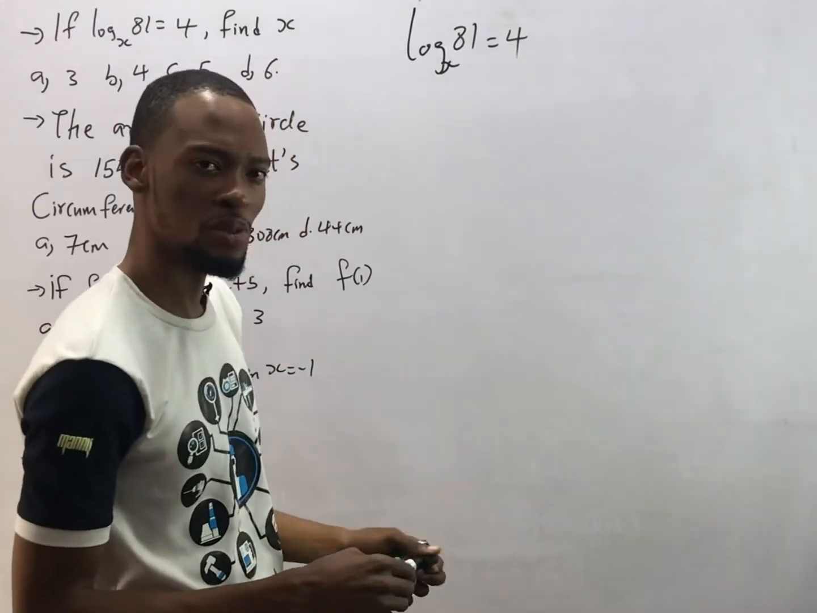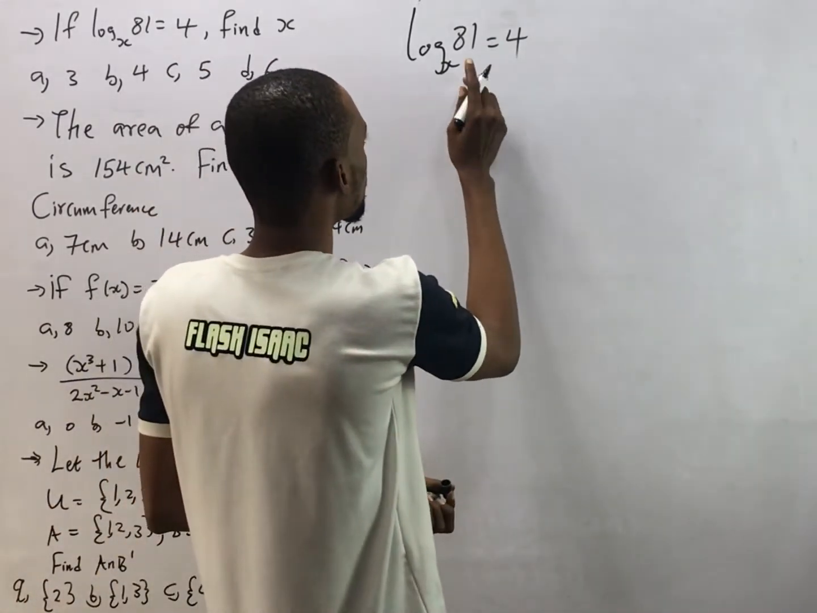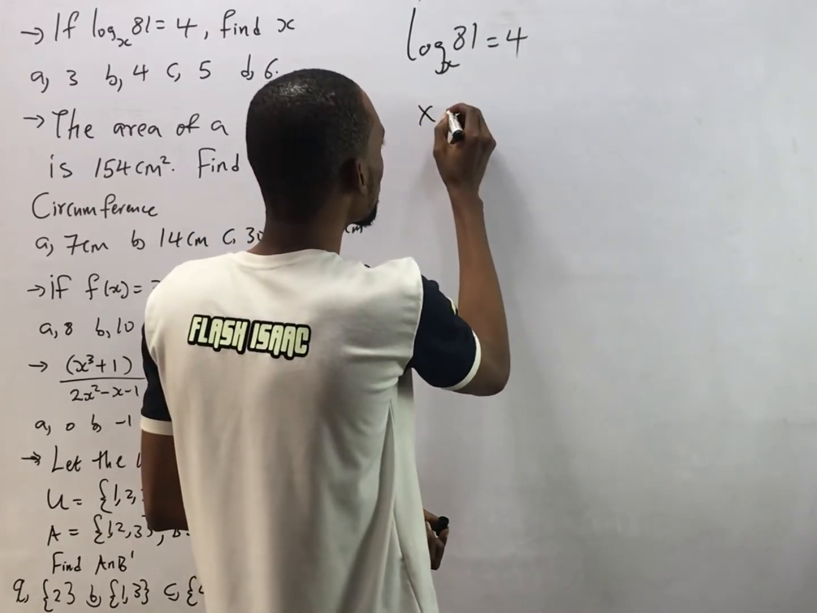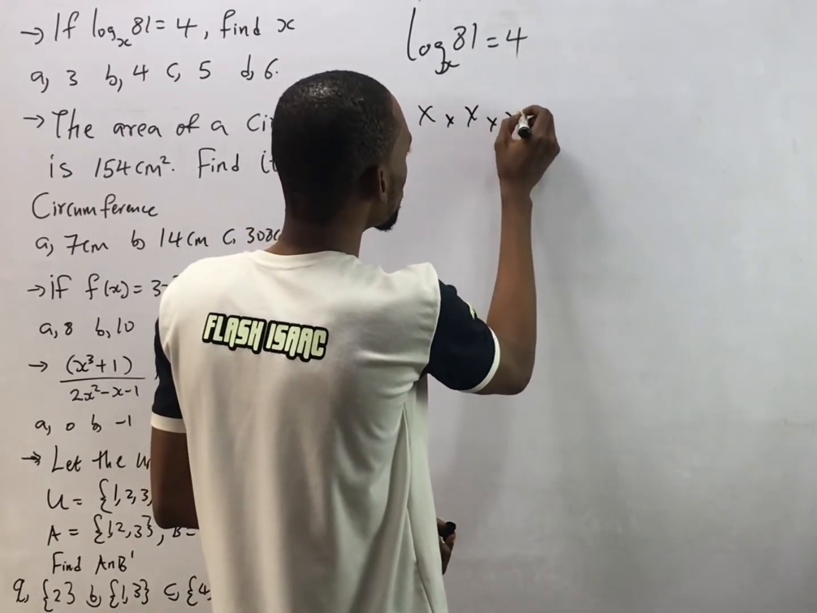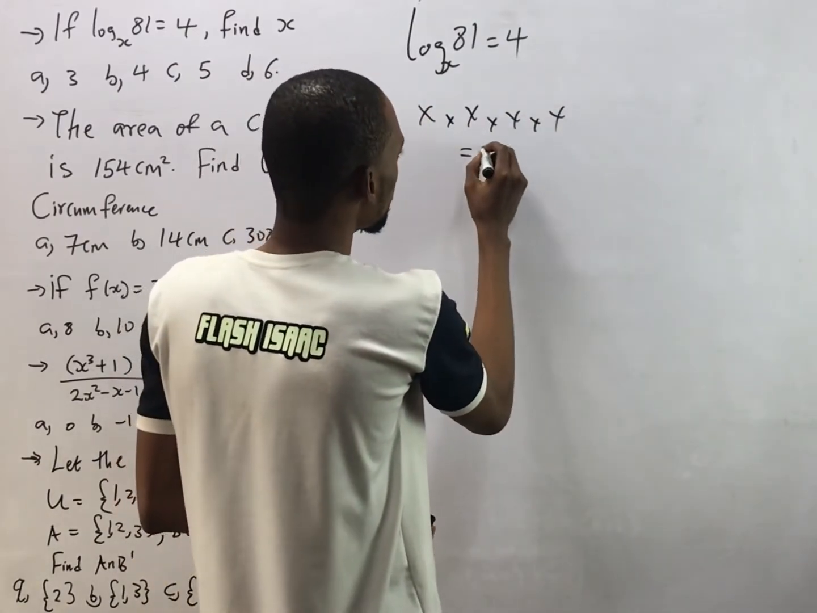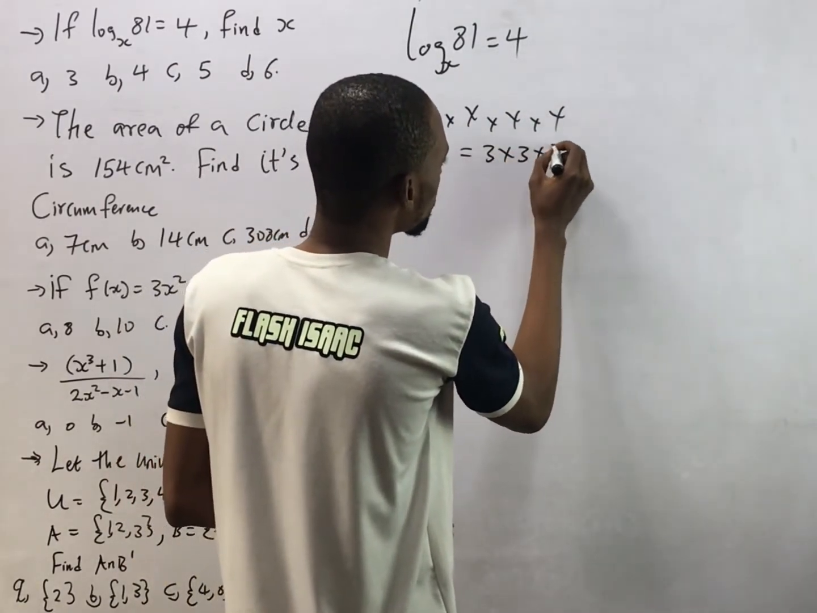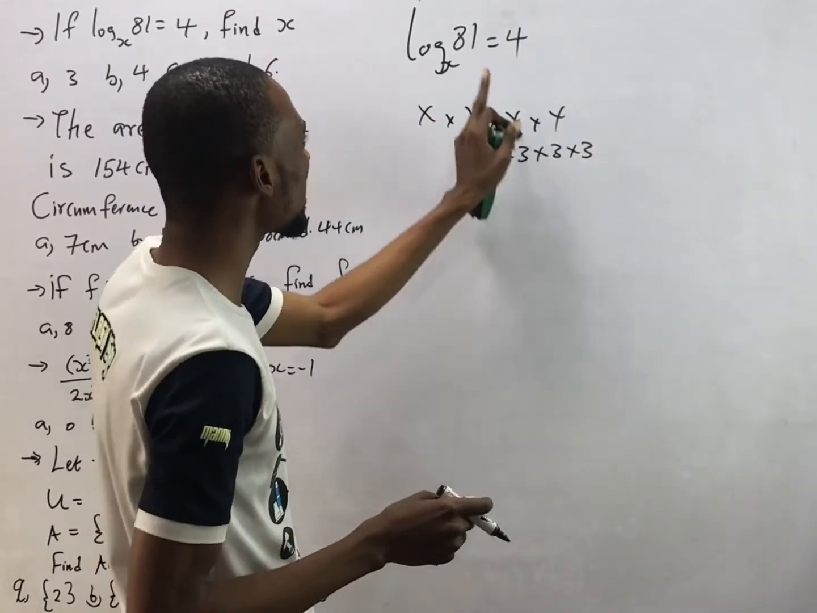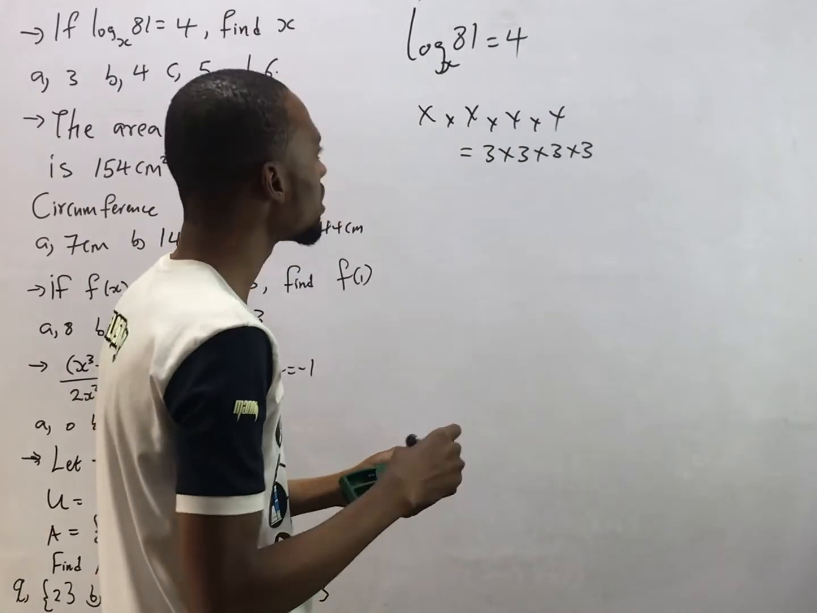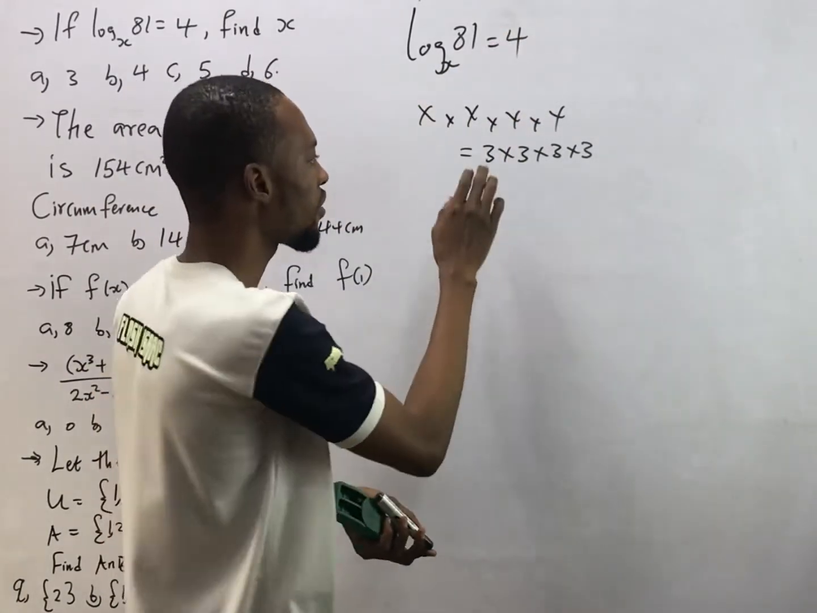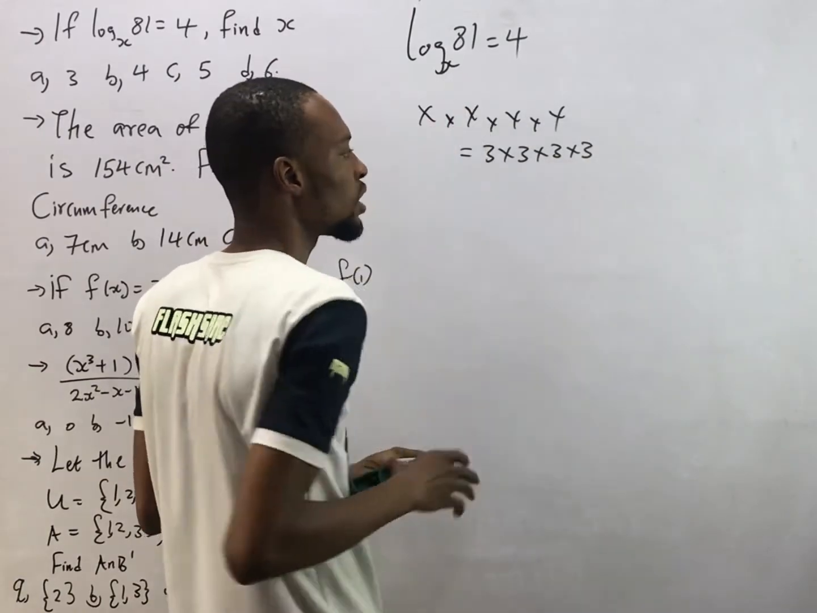You can use that method to solve it, to say, okay, something that you can multiply 4 times to get 81. Something times something times something times something, which will be 3 times 3 times 3 times 3. If you multiply 3 4 times, you get 81. So that means log 81 with base 3 is equal to 4. 3 times 3 times 3 times 3 is 81.